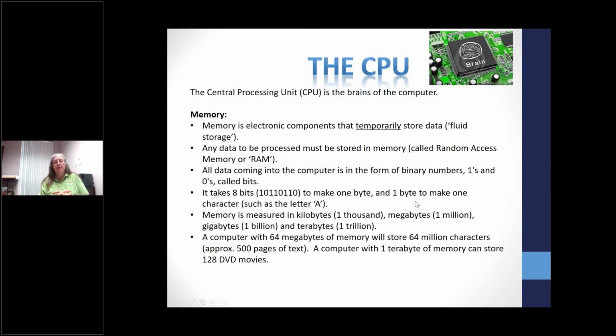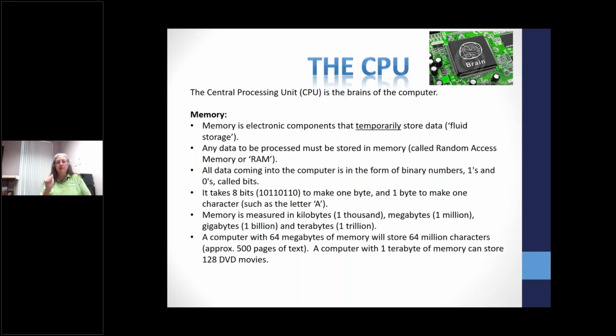All right, CPU. What is the CPU? The CPU is the brains of the computer. That's the brain. That's what tells it what to do. So in the memory of it, it actually is the temporary storage. So it's fluid storage. This is where things can get recovered if, say, you have a power outage or whatever, and then the computer comes back up and it goes, oh, you were working on this. Okay. Any data to be processed must be stored in memory. That's called the RAM, the random access memory. All the data in a computer is in the form of binary numbers. So it's all ones and zeros. It's a combination of ones and zeros.